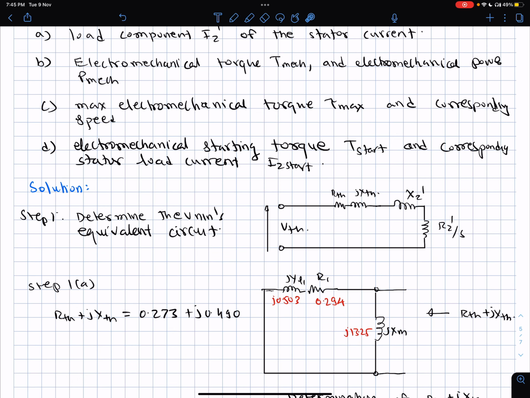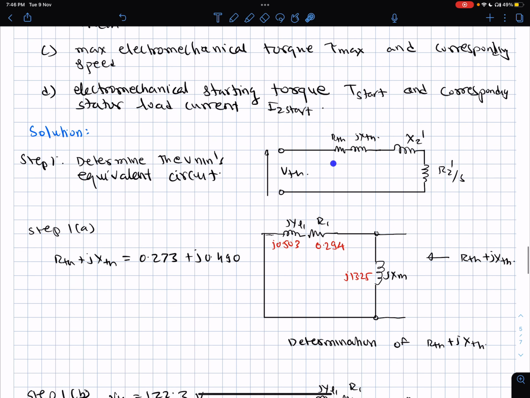Okay. So now here what we are going to do is first calculate the R Thevenin and the X Thevenin, because you remember the way I did the torque speed characteristic, I needed them. And this side, the rotor side, is X2 dash plus j R2 dash by S.